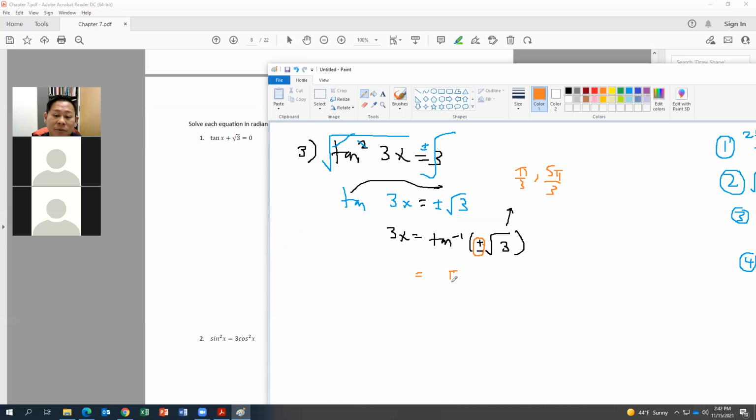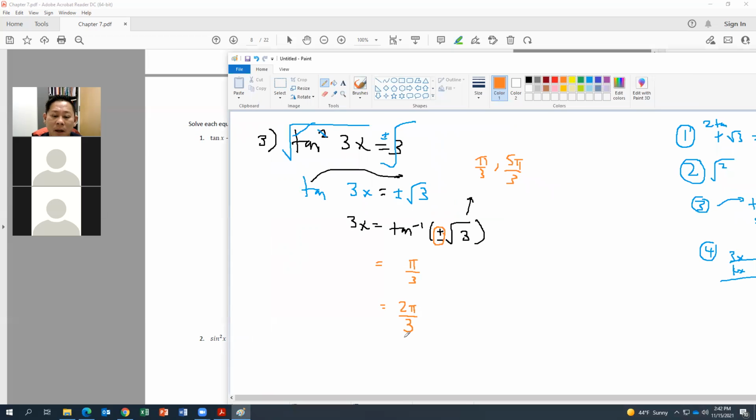So pi over 3 is in quadrant 1. And then what is quadrant 2 for pi over 3? 2 pi over 3, right? Yep. And then quadrant 3 is 4 pi over 3. And then quadrant 4 is 5 pi over 3. So you have to give me all 4 quadrants. And then because it is an infinite revolution, for tangent, you have to add n pi.